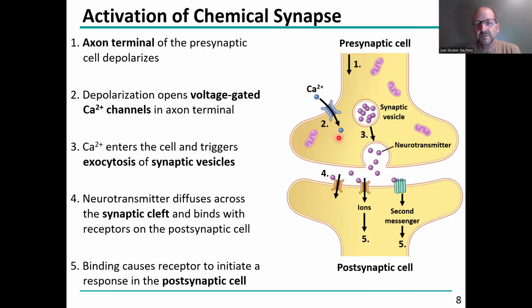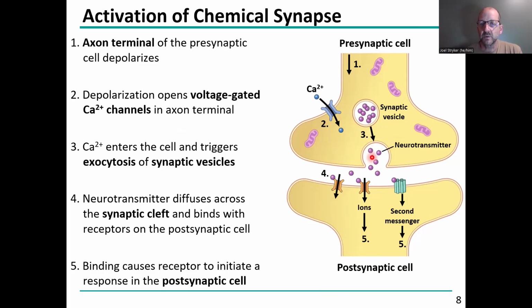So calcium comes flooding in. It's a voltage-gated calcium channel, it comes flooding in. It triggers the synaptic vesicle to fuse with the membrane. That's exocytosis. This is the exact exocytosis process that we've talked about before, but in this case, it's these synaptic vesicles that are full of neurotransmitter.